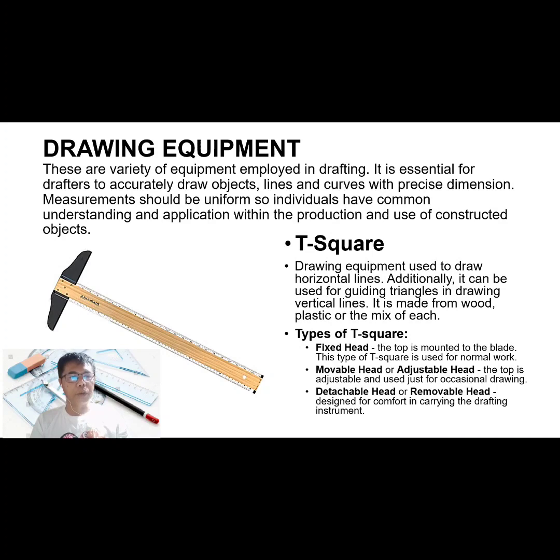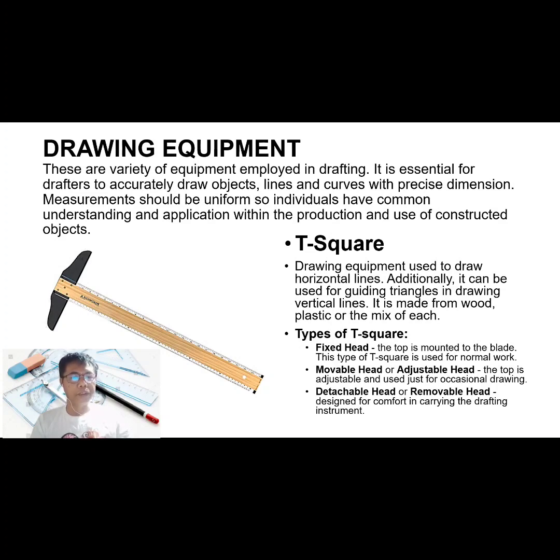T-square is a drawing equipment used to draw horizontal lines. Take note, draw horizontal lines. Additionally, it can be used for guiding triangles and drawing vertical lines. So another function of the T-square is to guide the triangle in drawing vertical lines. It is made from wood, plastic, or a mix of each, meaning a combination of the two.